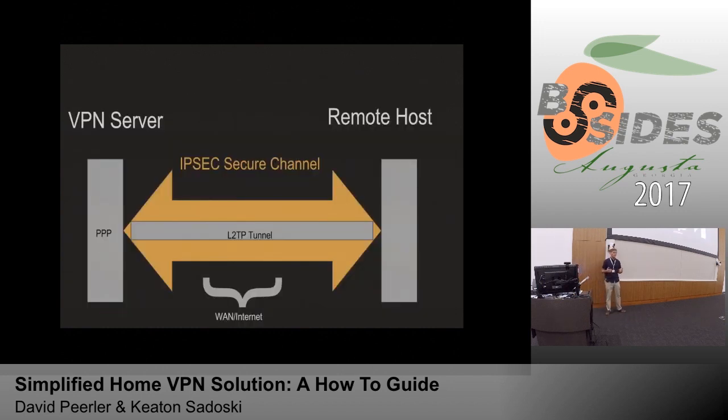So right now, it looks like the VPN on the left side has your PPP profiles on it. There's an IPsec secure channel connecting you to your VPN server and your remote host. And then within it, it's populated by several different data streams, i.e. your tunnels. And that all goes over the WAN, securely connecting you from wherever you are to your house.